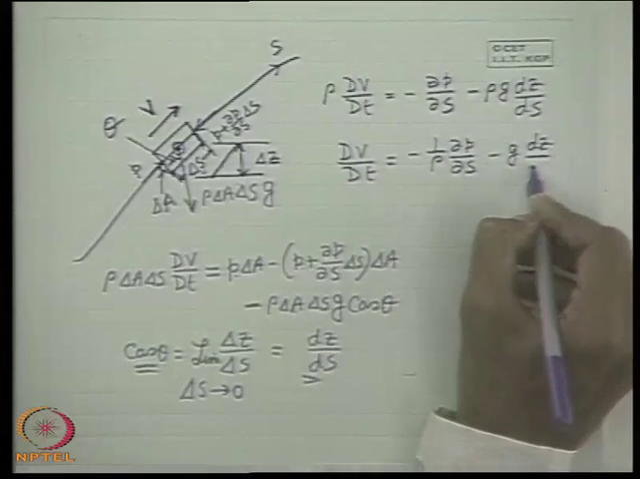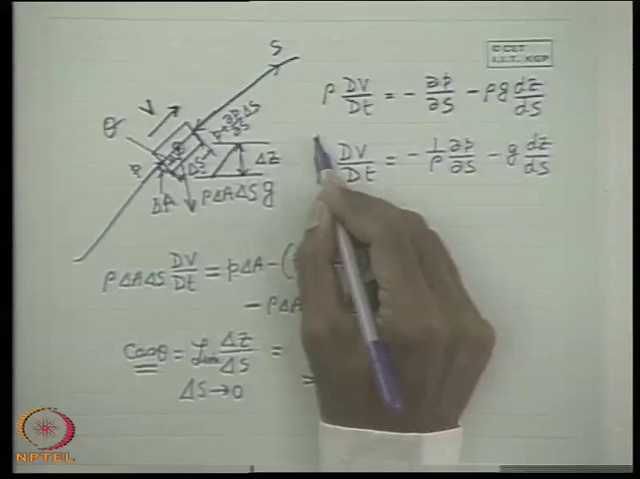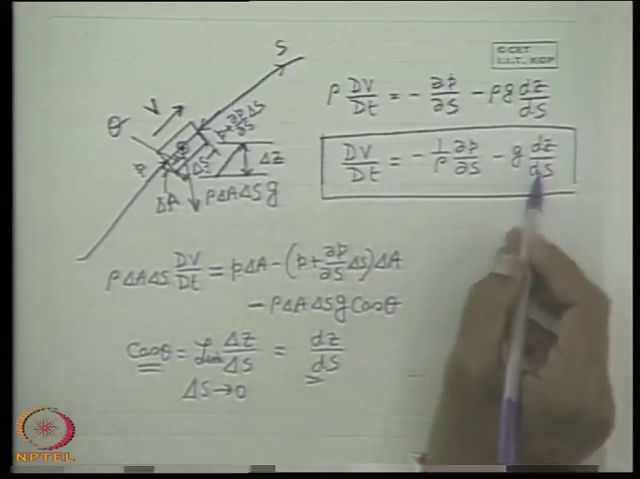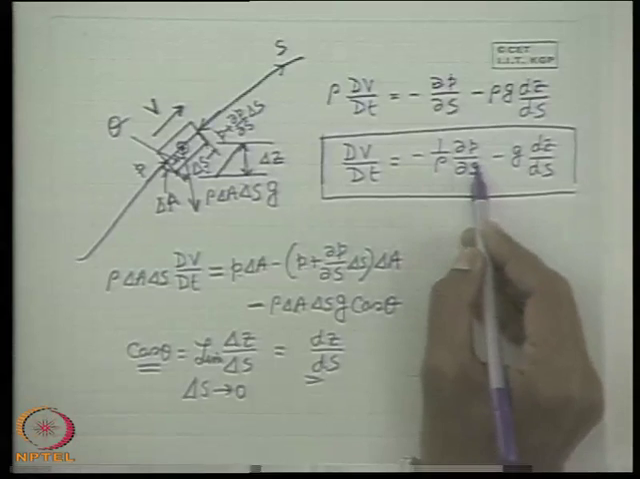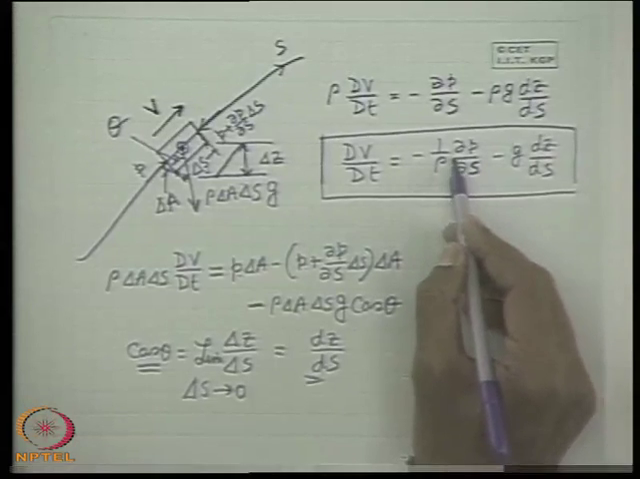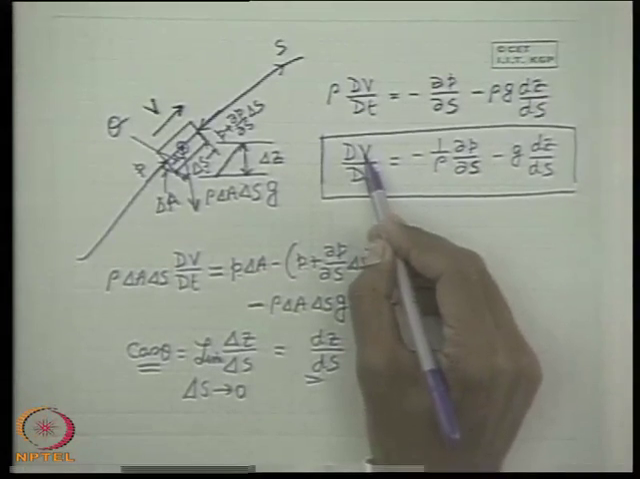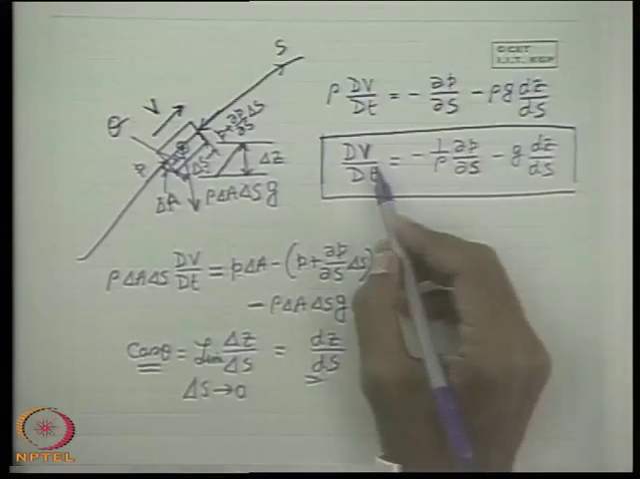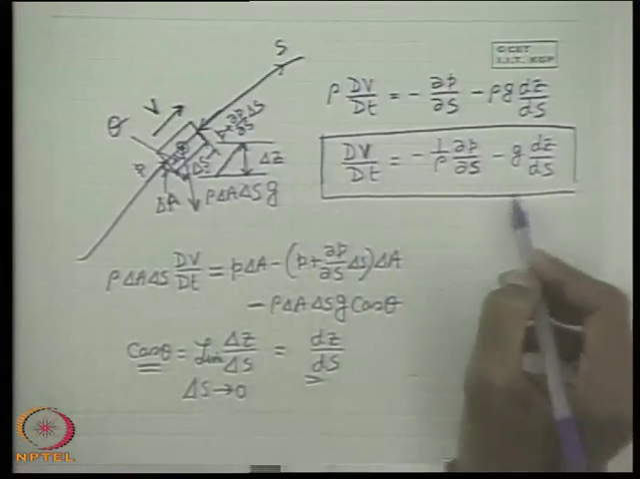This is the form of Euler's equation, a one-dimensional type of equation where V is in the direction of s along a streamline. So s is the coordinate along a streamline and V is the velocity along the streamline, because velocity will always be along a streamline. V is the resultant velocity of the fluid particle.